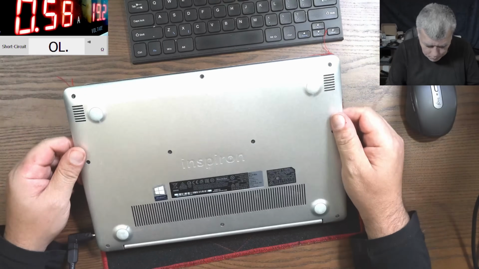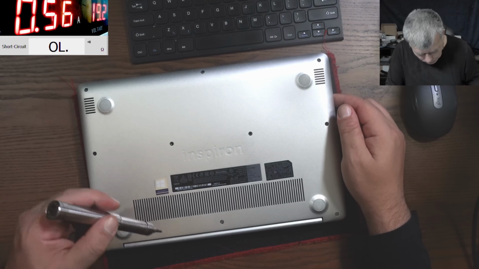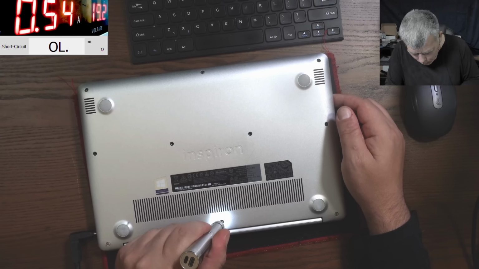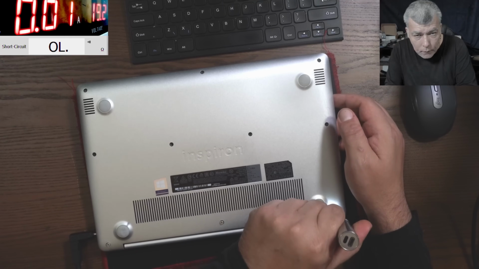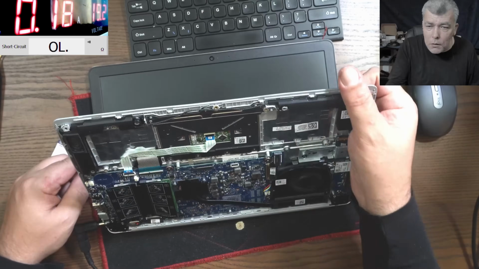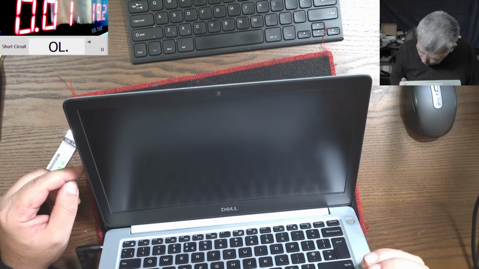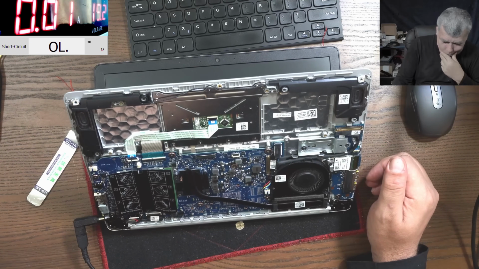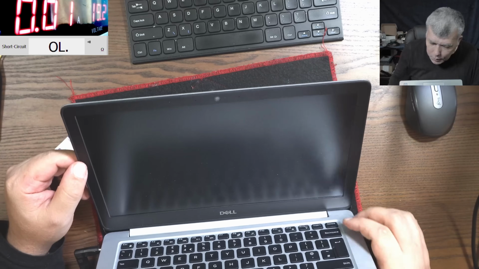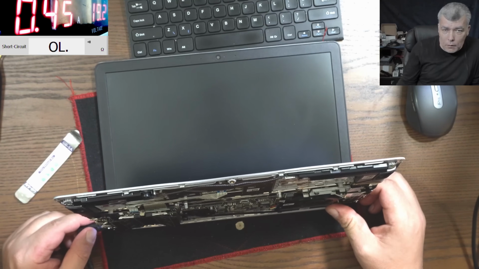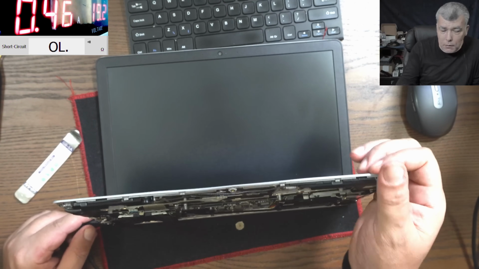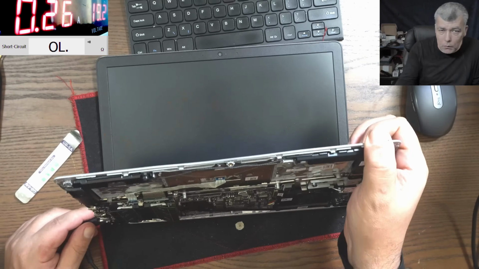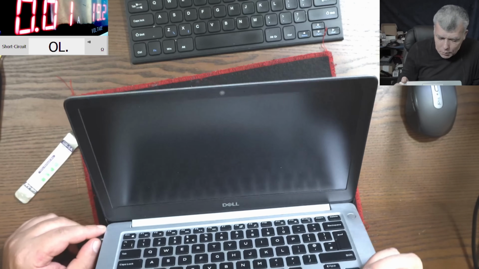So what's the problem with this laptop? Has like three screws. You can hear the fan is spinning at full speed and it's shutting down. It's not, the fan is spinning normally. We have no picture. And the laptop shut down, so it's coming on, it's shutting down. Yeah, 450 milliamps, which is kind of low. 260 milliamps, and then goes off.